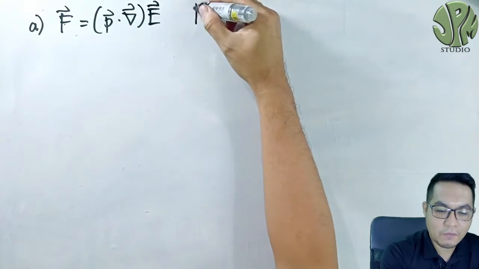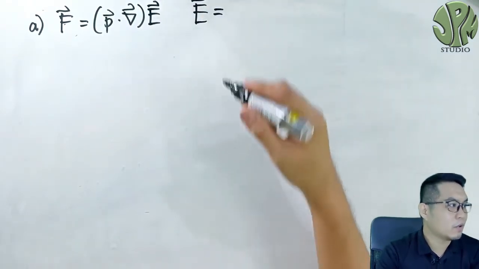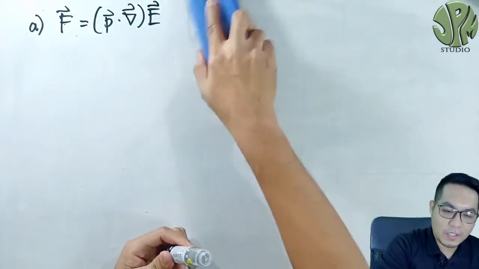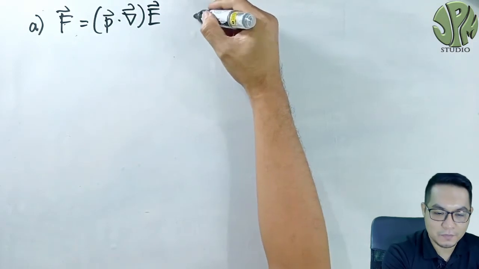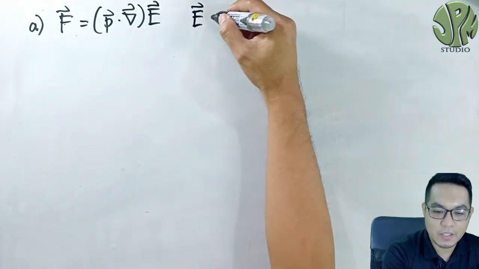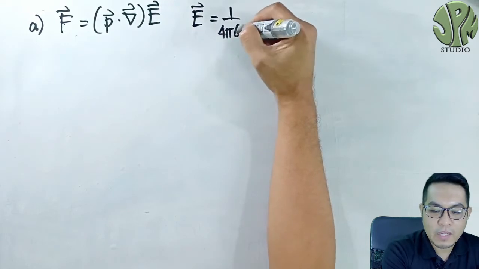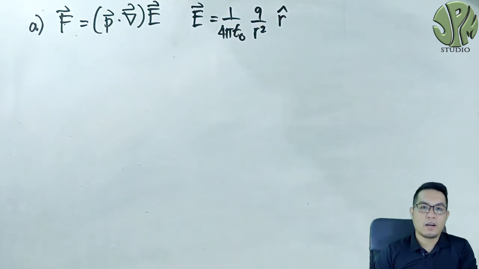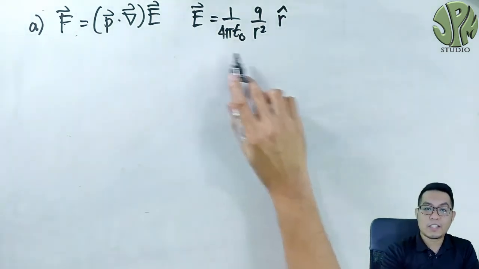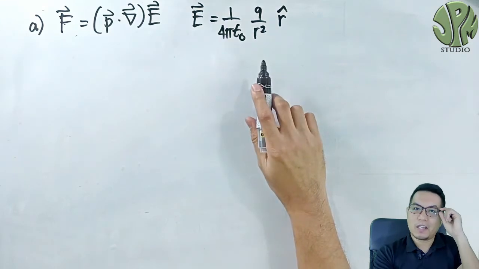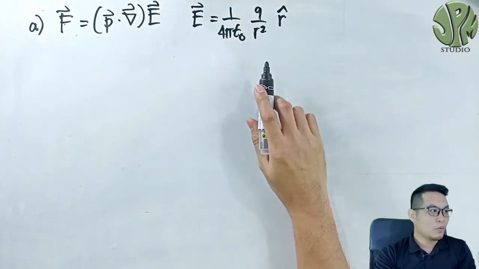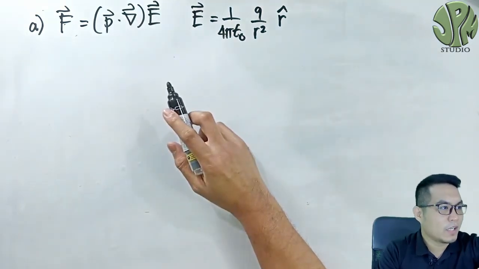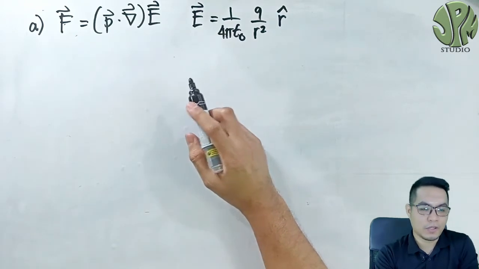So the electric field here is the electric field of a point charge. So we already know the electric field of a point charge. We already learned that in basic electrostatics. So it's just 1 over 4 pi epsilon naught q over r squared, and its direction is r hat. So this electric field is actually in spherical coordinates, meaning we need to write our operators here in terms of spherical coordinates.